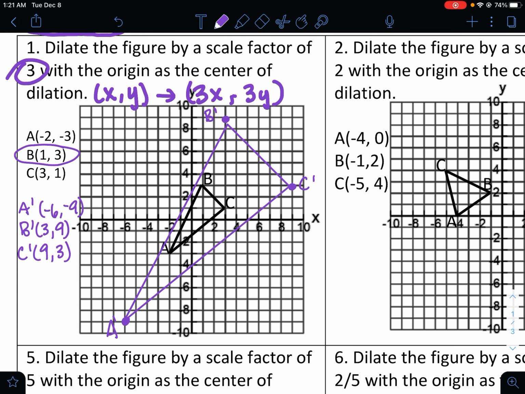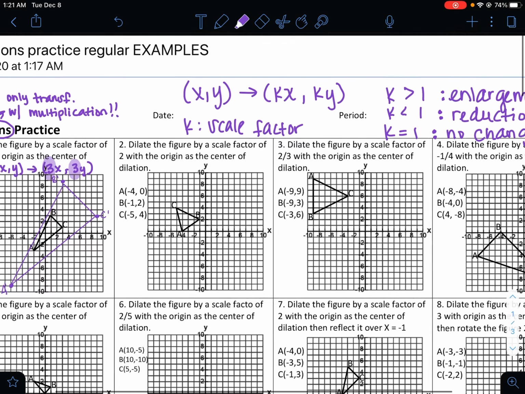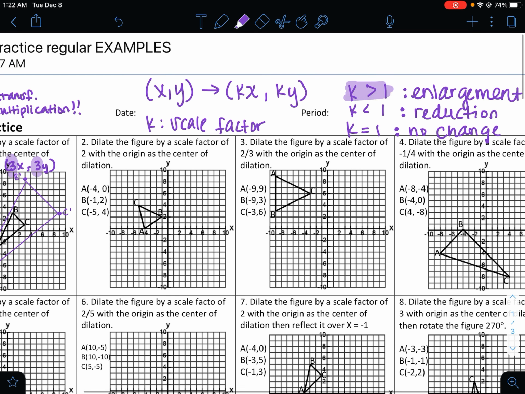So as you can see, this was an enlargement because the shape got bigger. You could also look here and be like, oh, we're multiplying by 3. Remember we talked about this? 3 is greater than 1, so that means it would be an enlargement.